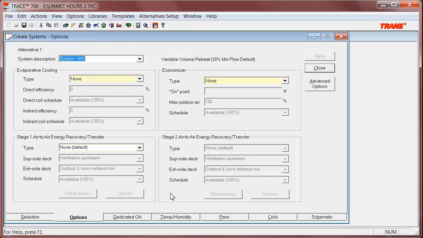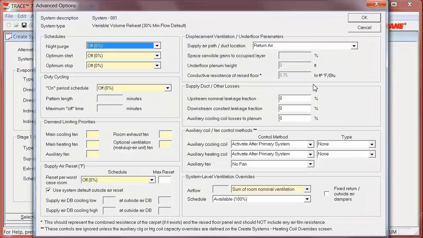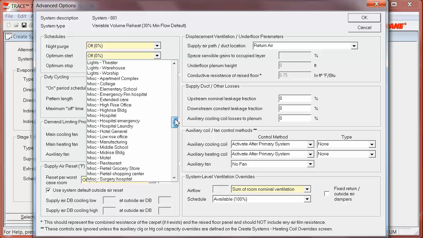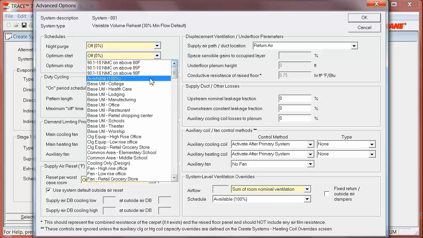Applying the optimum start control strategy allows the building automation system to condition the spaces in advance to reach the desired set point when the building becomes occupied. It is recommended to set the schedule to available 100%.